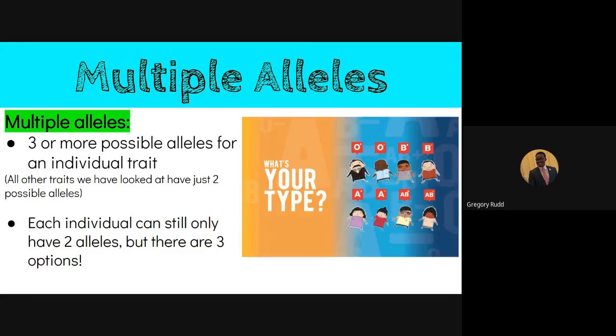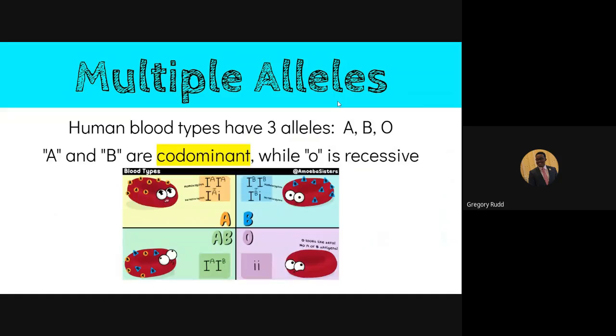So 3 or more possible alleles for an individual trait. Human blood types have 3 alleles, A, B, and O. We consider A and B to be codominant. Now, you might be wondering, why is blood type important? Blood type is important because it determines who you can give blood to or donate blood to, as well as who you can receive blood from.